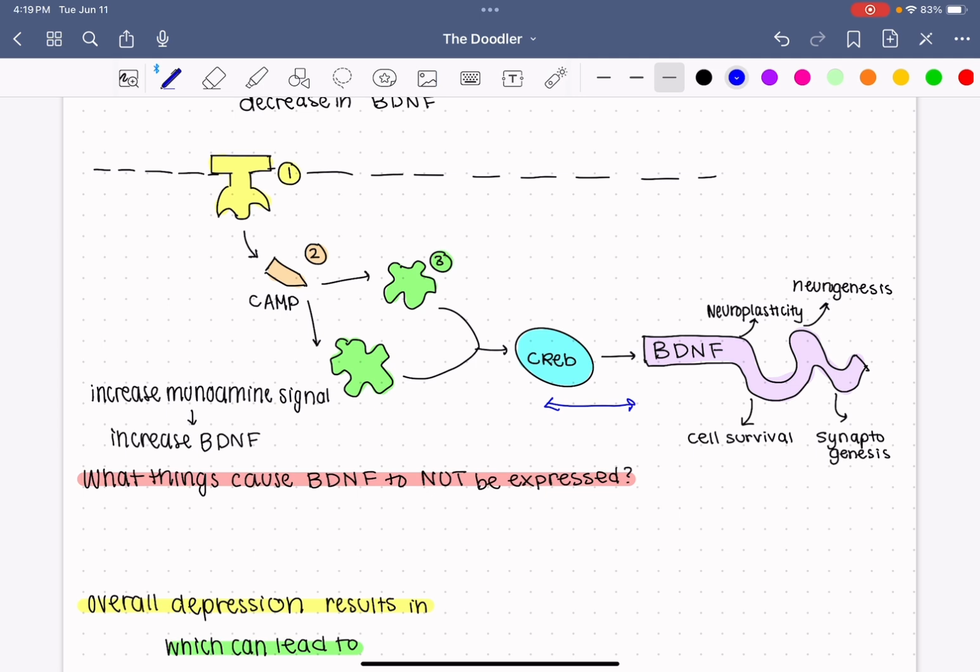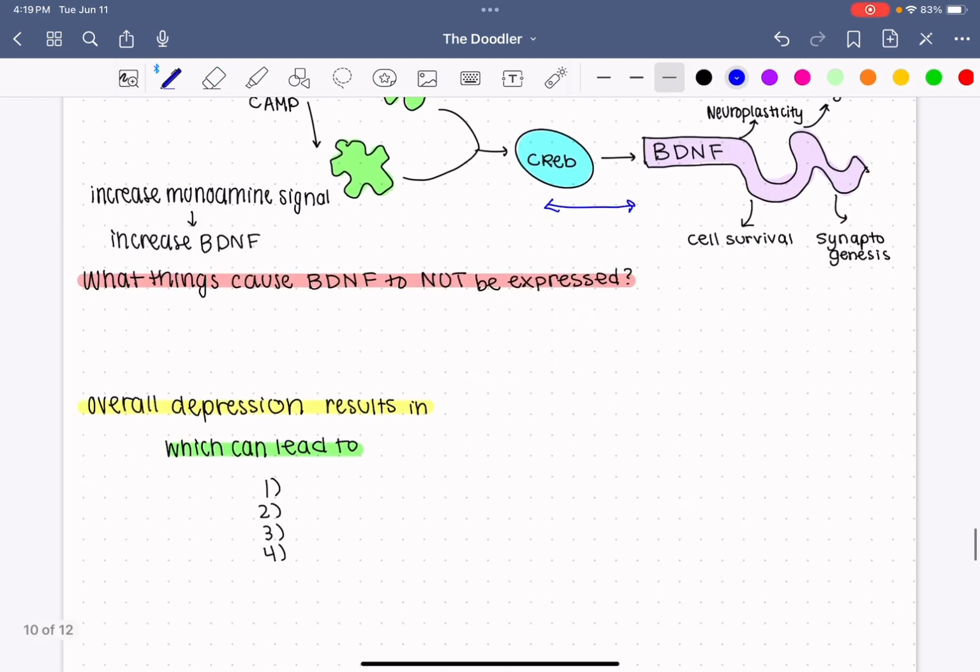Changes to cell signaling and transcription are going to take a lot longer, like days to weeks, which is why the neuroplasticity hypothesis of depression and the monoamine hypothesis of depression both go together to better explain the effects of the drugs that we see when given clinically.